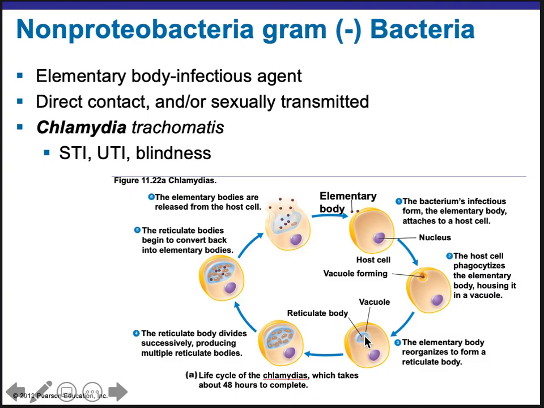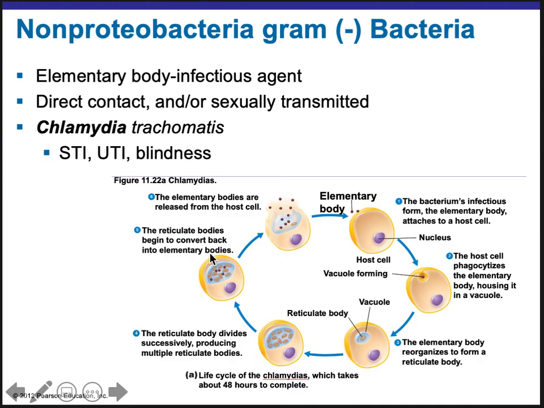It's the form that undergoes cell division, right? It's the vegetative state. And so then you'll get rapid cell division. The reticulate body divides successively, producing multiple reticulate bodies, right? So you get lots and lots of division. And at this point, it is about 48 hours into the life cycle.